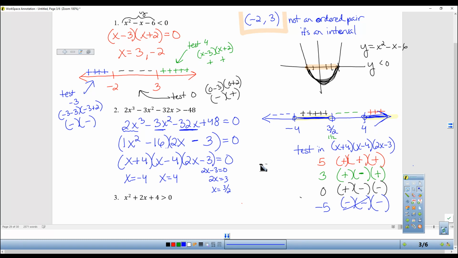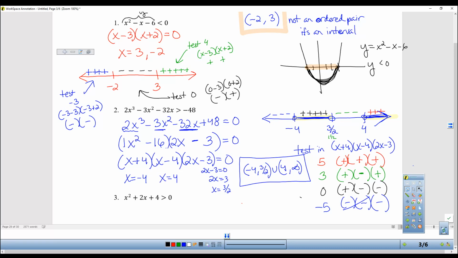But if they just ask for interval notation, then the answer would be parenthesis, -4 to 3 halves, union 4 to infinity. That's the final answer. You may skip to the next problem.